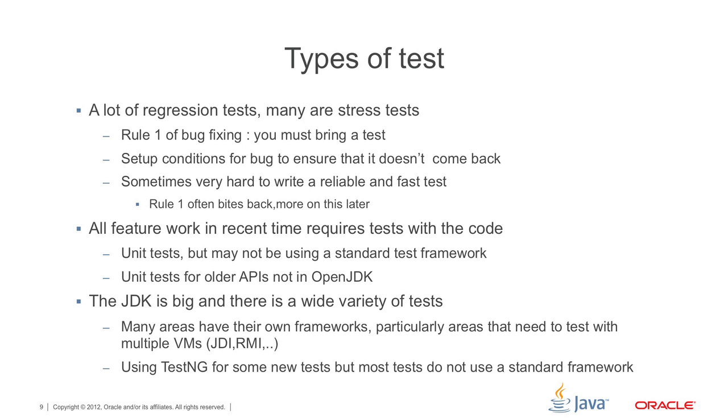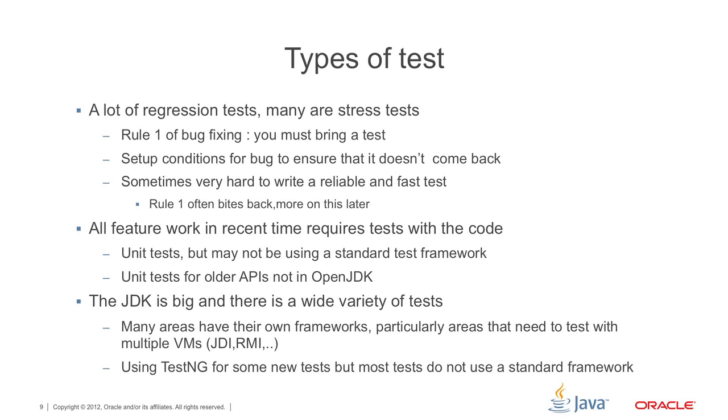So when we fix a bug anywhere within the JDK, the default rule is that you must bring a test to actually demonstrate the bug and then prove that the bug has been fixed. The test will typically set up the conditions to ensure that we're testing for that particular bug, but by having it in the test suite, it ensures that particular bug never comes back.